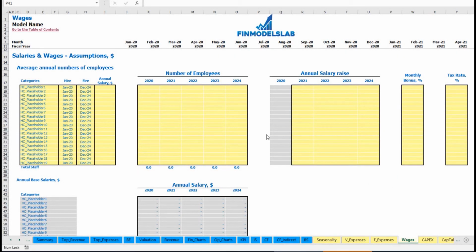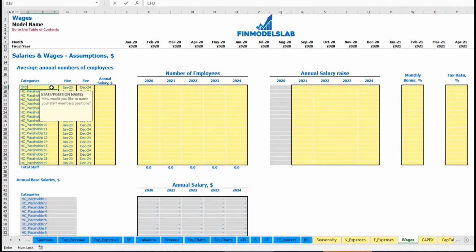On the Wages tab, you can input your headcount by categories, with hire and fire date, with annual salary, with the ability to input different number of employees by years, with annual salary rise percentage, with monthly bonus and tax rate. Let me give you a couple of examples.